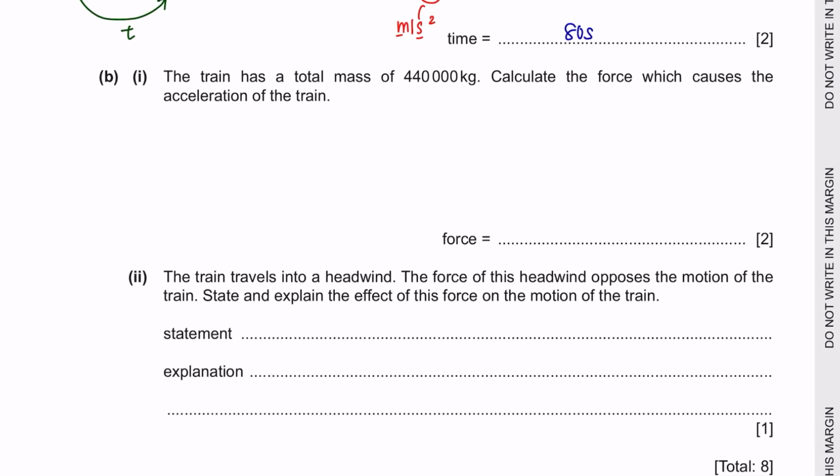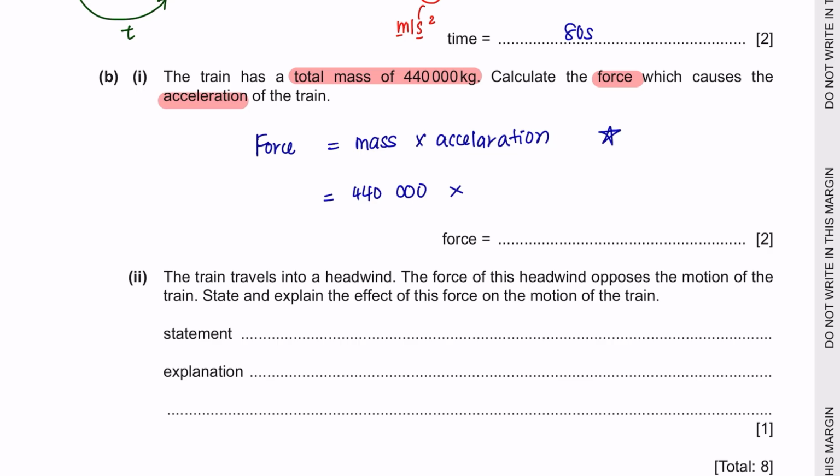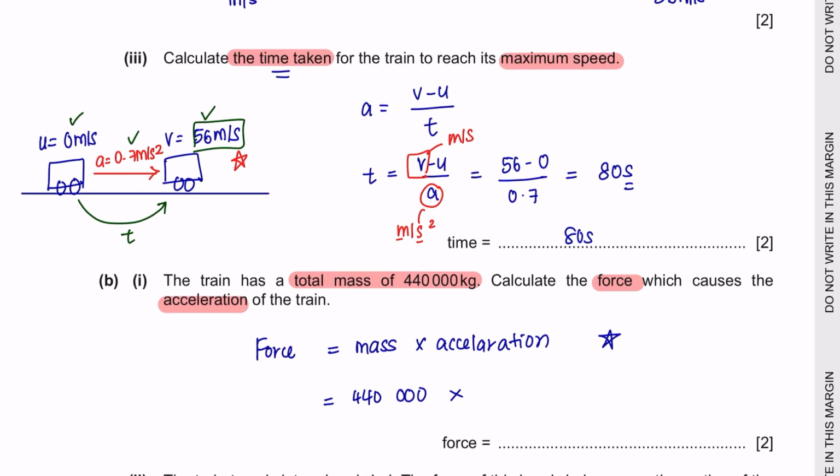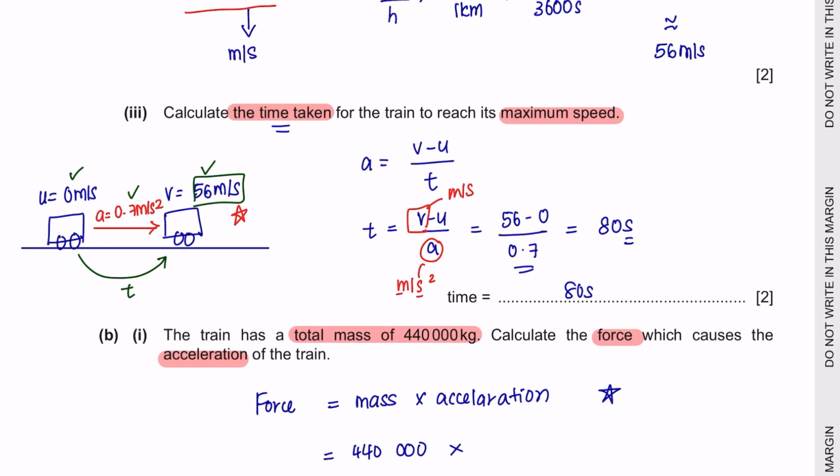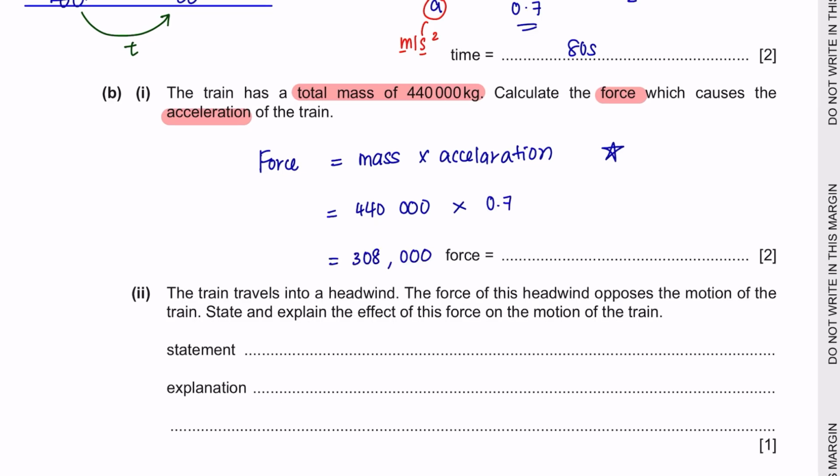Next question, part B. The train has a total mass of 440 kilograms. Calculate the force which causes the acceleration of the train. The formula related to force is F equals ma. Since you're given your mass, just substitute the value, and the acceleration, as we have previously, is 0.7 meters per second squared. Put this in your calculator and in two significant figures, you would get 310 thousandths. Please don't forget to always include your units in your final answer. For force, the unit is newtons.